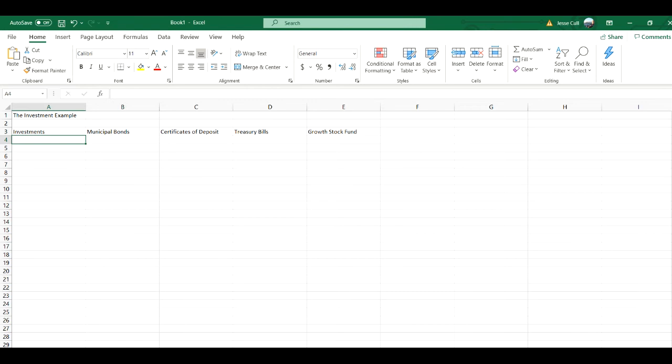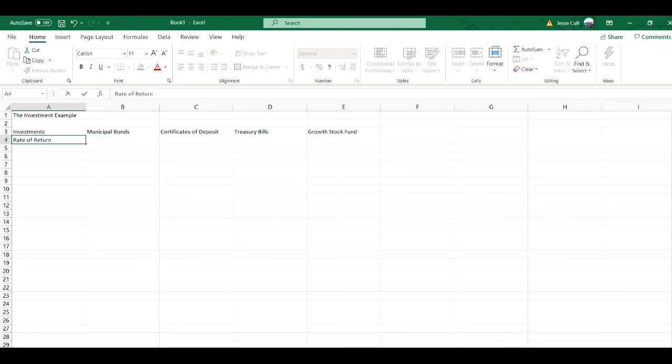Certificates of deposit. Traditionally, at least in the scenario proposed by the textbook, have returned 5%. Treasury bills have traditionally returned 0.065%. Again, a very important difference.